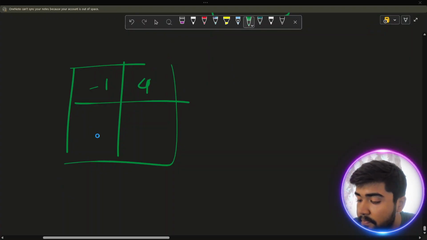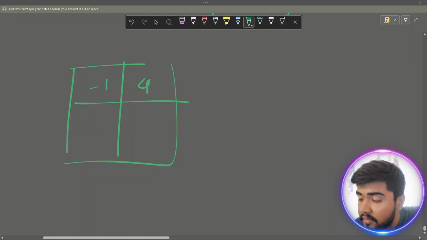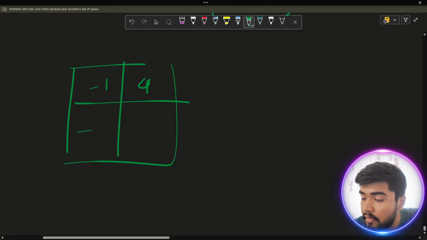Stop, what is working? One note is going to die. Can you allow me to write? Now, yes, it is allowed.